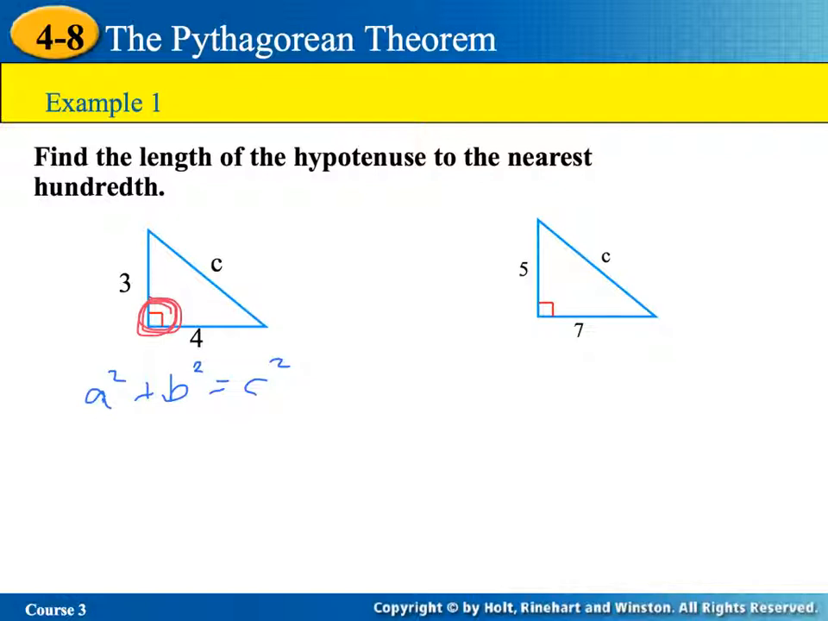Remember, a and b are the legs of the triangle. It does not matter which one you plug in here because the result will be the same, but they're going to be used as 3 and 4.